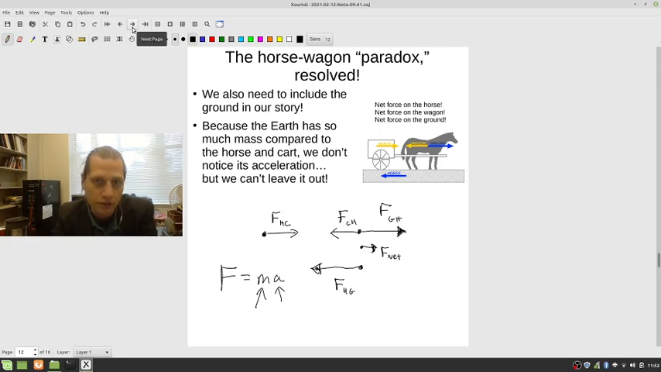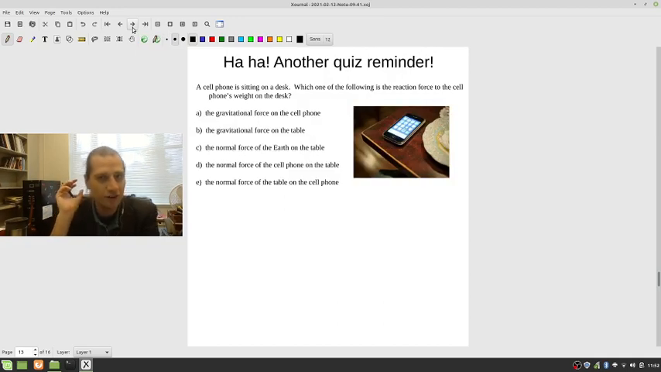Okay, so that's a good problem to think about. I will leave you with it. Oh, ho! Gotcha. We have another quiz question. We have a cell phone sitting on a desk. Which one of the following is the reaction force to the cell phone's weight on the desk?